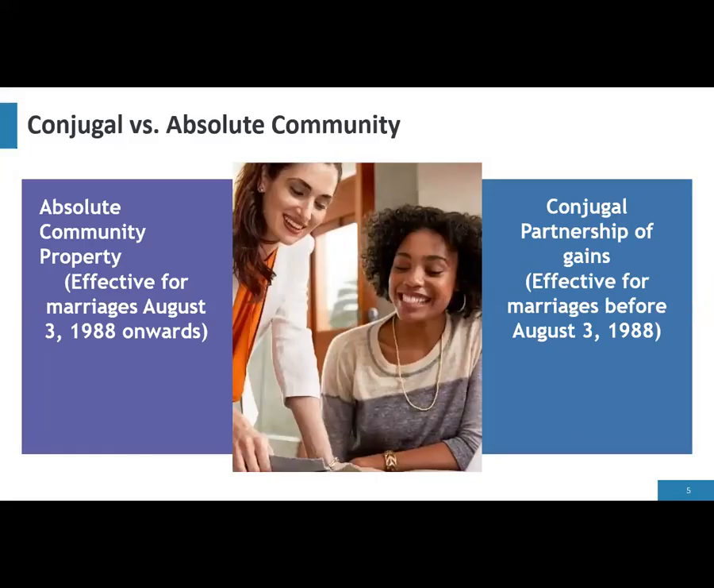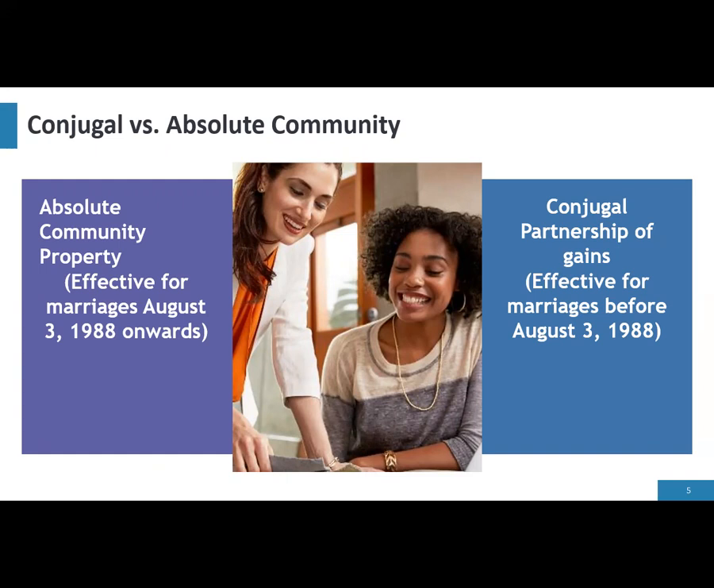Now, we go to the main topic of conjugal versus absolute community. So ano ba yung magpiprevail? Is it absolute community or conjugal partnership of gains? Okay, the rule is that in the absence of prenuptial agreement, the reckoning point to consider is the date of marriage of the couples. Okay? Couples who were married prior to August 3, 1988, yung magpiprevail na property regime is the conjugal partnership of gains. And those who were married from August 3, 1988, effectivity of the Family Code onwards, the property regime that will prevail is the absolute community of property.